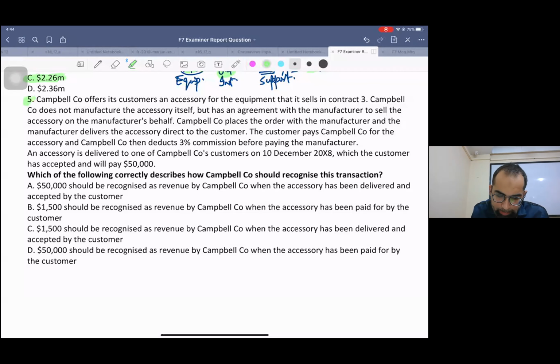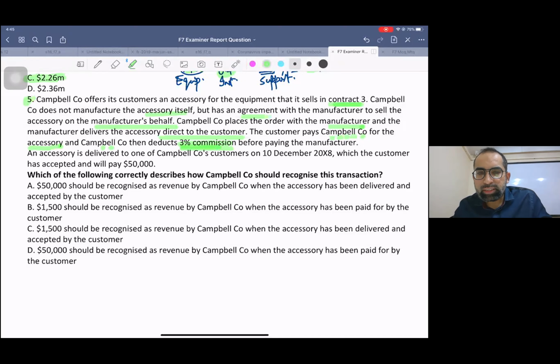Now listen. Campbell Company offers its customer an accessory for the equipment that it sells in contract 3. Campbell Company does not manufacture the accessory itself but has an agreement with the manufacturer to sell the accessory on the manufacturer's behalf. So we are basically agent. Campbell Company places the order with the manufacturer and the manufacturer delivers the accessory direct to the customer. The customer pays Campbell Company for the accessory and Campbell Company then deducts 3% commission. So see this line. This commission clearly indicates we are agent.